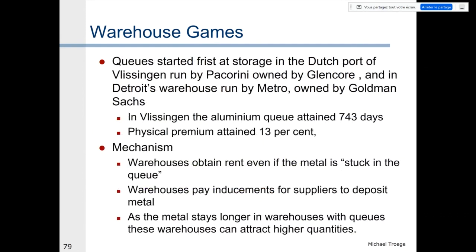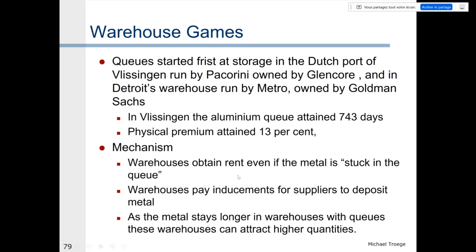It means that there is going to be a price difference between the aluminium that you can really get now and the aluminium that in theory should be getting now, but because there's so much waiting time in the warehouses, you will get only in 2 years. Okay, so investing in aluminium could attain 743 days.